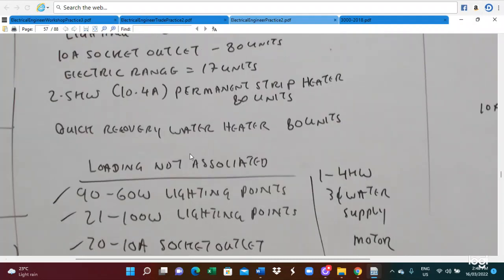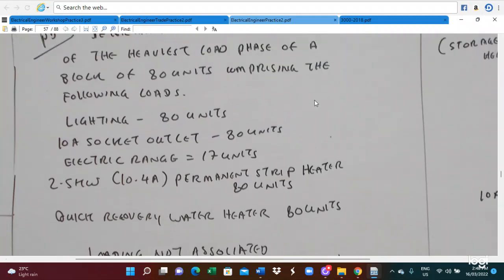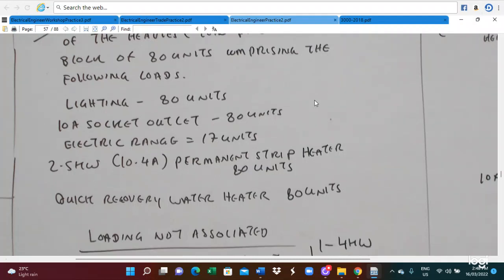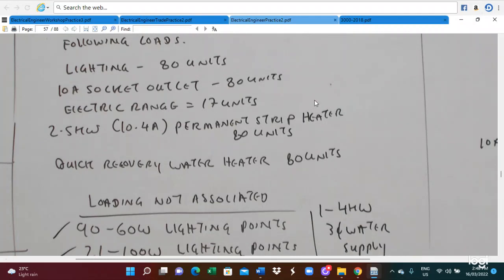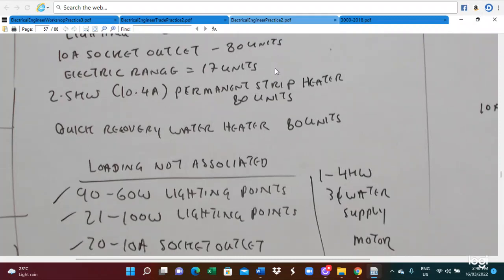And a quick recovery water heater. This is for the 80 units. So this is the individual unit load. Every unit has a lighting point, every unit has a 10 ampere socket outlet, and 17 units have the electric range. Every unit has the 2.5 kilowatt or 10.4 ampere permanent instantaneous heater, and the quick recovery heater.